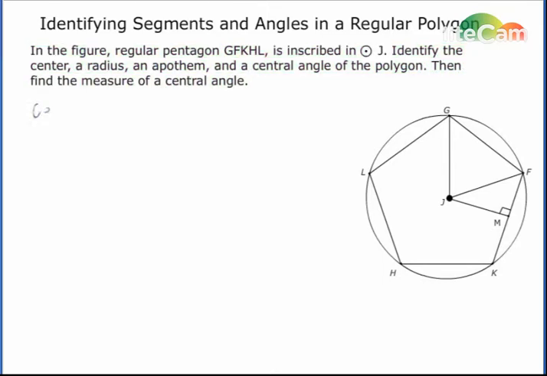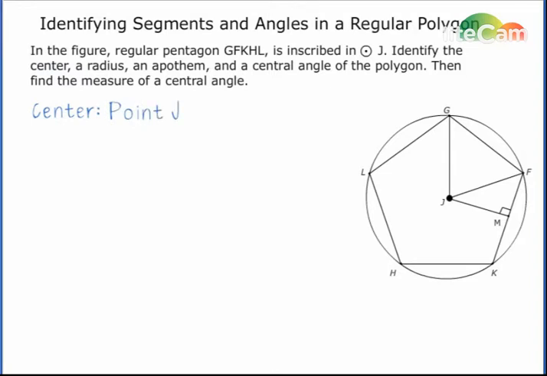First, we're asked to identify the center. The center of the polygon is the same as the center of the circle, because the pentagon is inscribed in circle J. When a regular polygon is inscribed in a circle, that means that all of its vertices lie on the circle's perimeter, and by definition, the shapes share the same center. So, the center of the pentagon GFKHL is point J.